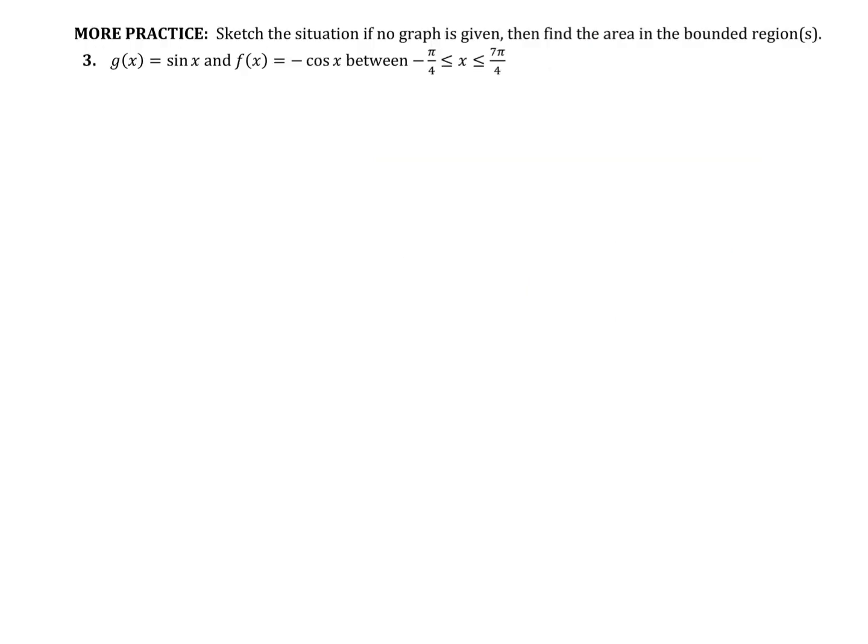All right, so for number 3, we need to graph sine of x and negative cosine of x, at least between negative pi over 4 and 7 pi over 4. We need to figure out where they're crossing and how many areas that is, and then set up the integral and find the area. So let's go ahead and jump into this. I encourage you to pause the video and graph sine and cosine on your own. And if you're really struggling with that, I'm going to help you out.